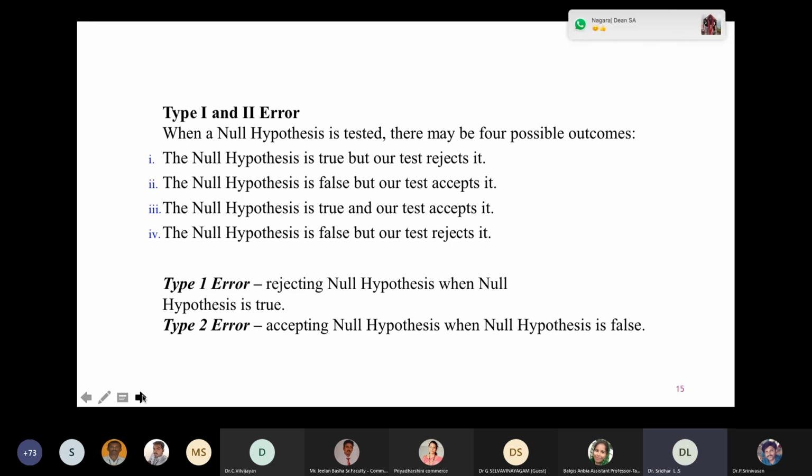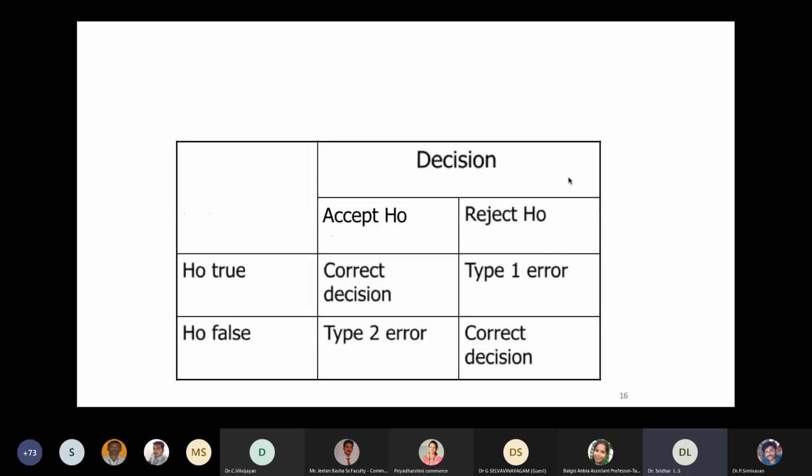Regarding our decision: when the null hypothesis is true statistically and we accept it, there will not be any problem. But if we take the alternative decision and reject it, that is wrong, and that is called the type 1 error. I will use the box on the next slide. Next slide. Yes, you can see the type 1 error and type 2 error.